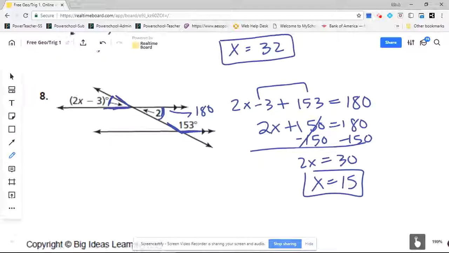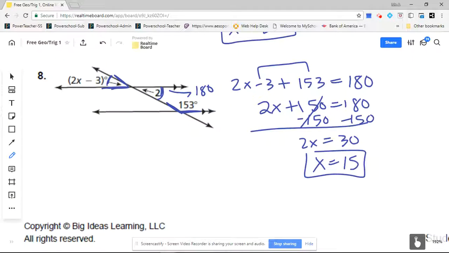So that is how fast you could do your homework tonight. That is section 3.2.